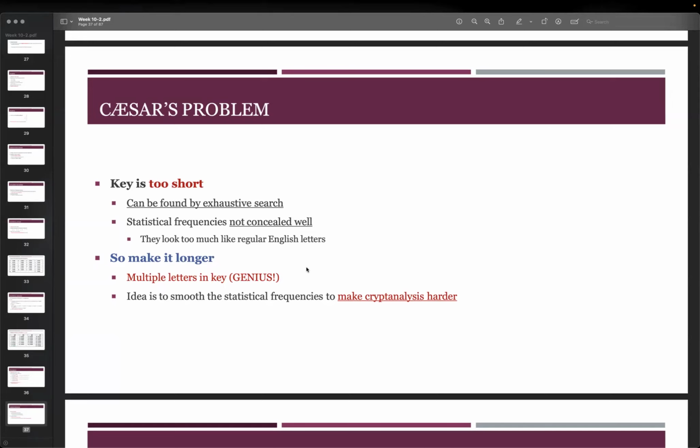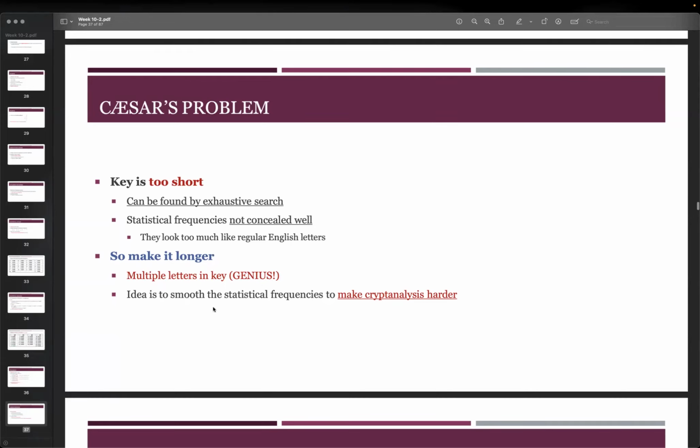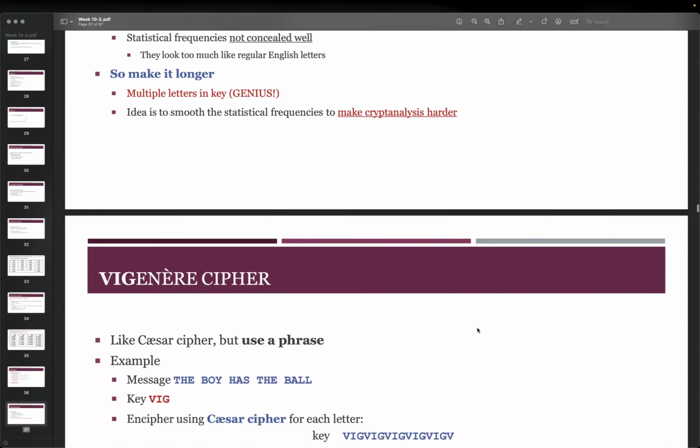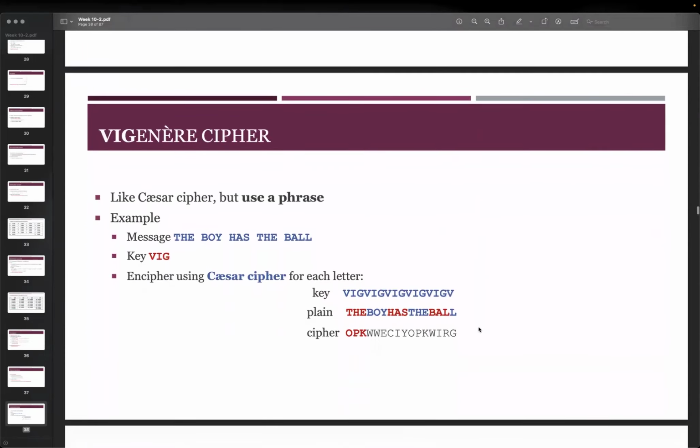We can always make the key longer, right? So we have multiple letters in the key, or maybe smooth the statistical frequency, to make the cipher analysis harder and more challenging. So instead of the Caesar cipher, we will change it to a phrase.